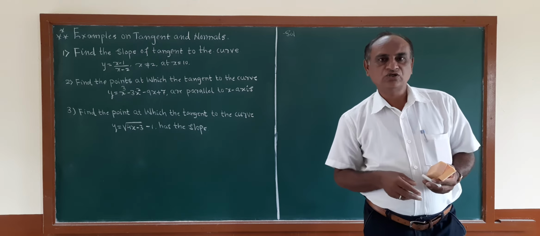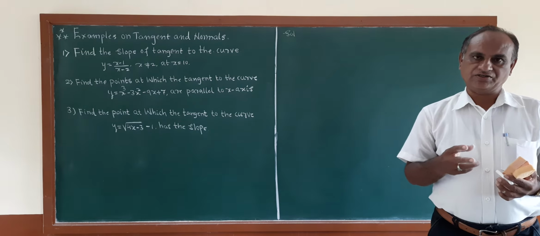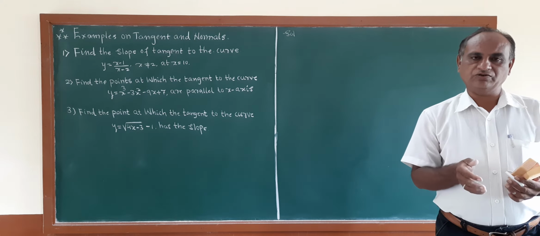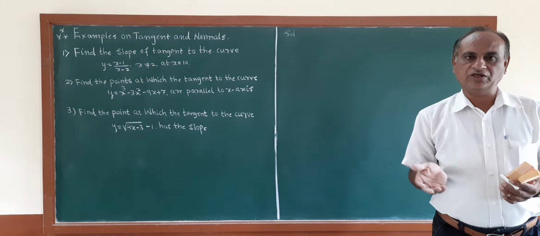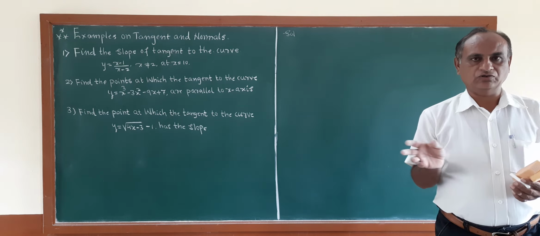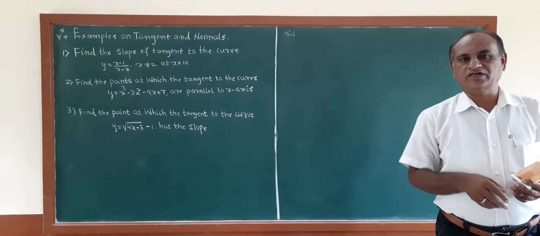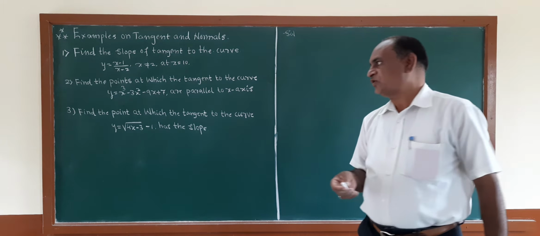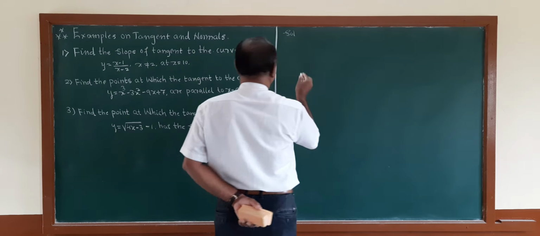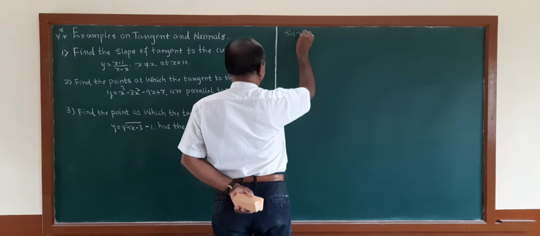You get two values of x. For one value of x, x is equal to 1, the y value is equal to something; for the other, x is equal to 1, y is equal to something else. Therefore we get the points on the curve. So that is the solution approach for the second problem.